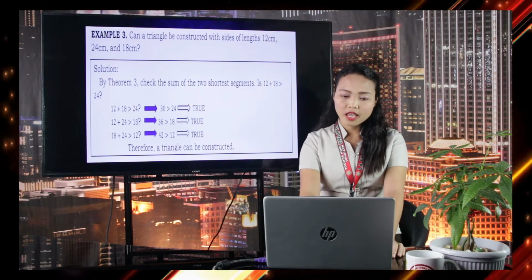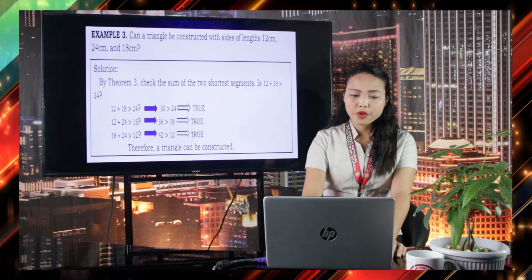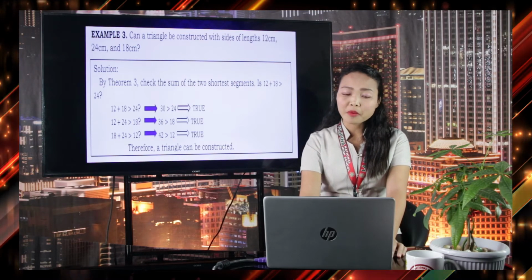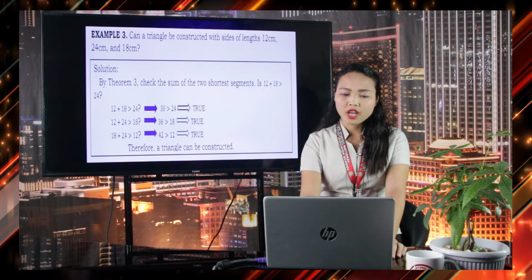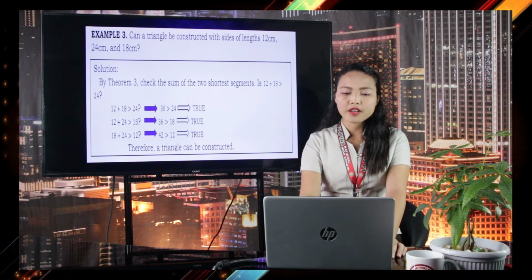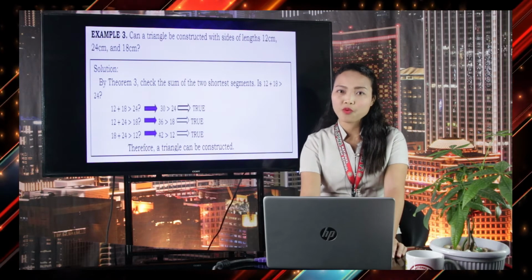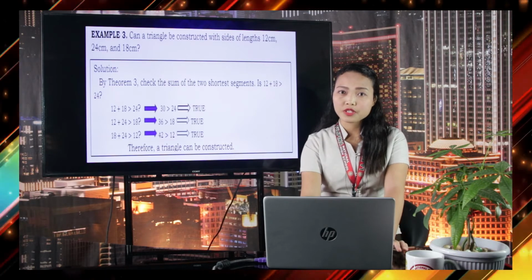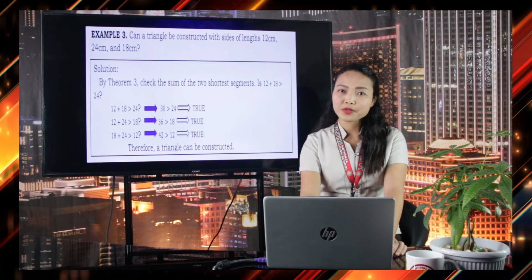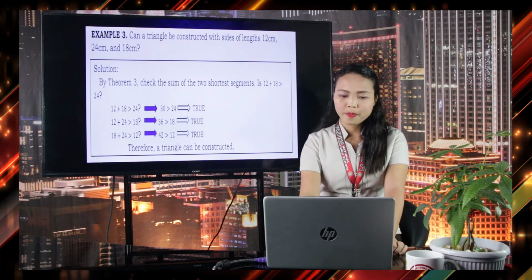This is how you're going to check the sides. By applying theorem number 3, we check the sum of each pair of sides. For example, 12 plus 18 greater than 24. 12 plus 18 equals 30, and 30 is greater than 24. And that is true.